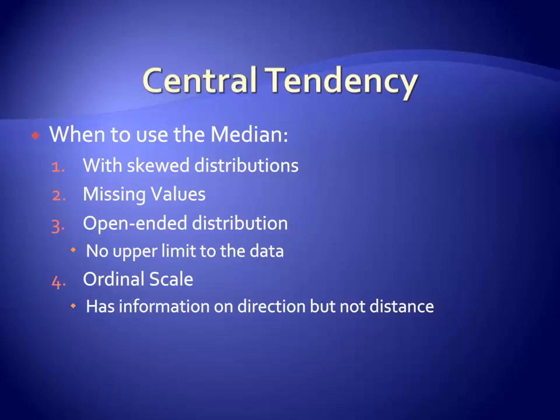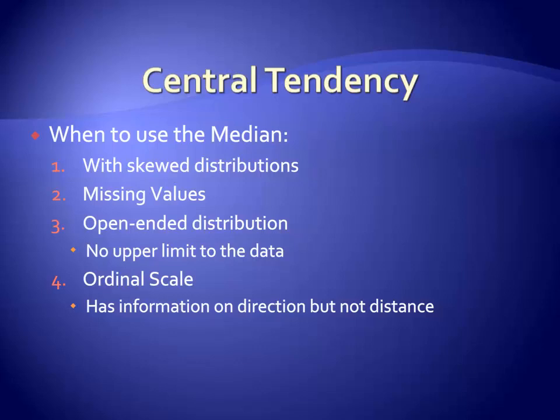Another situation in which we would use the median is when we have missing values in our distribution. In such situations, we rely on the median because we're not clear on the size of the missing value. Given that the median accounts for the presence of the value but not the magnitude of the value, it would be the best estimate in such an instance.